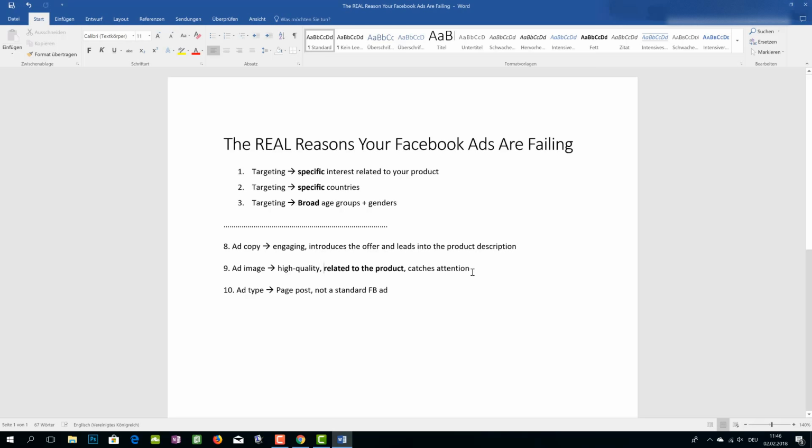The role of the image in the ad is to catch people's attention, draw it in, and make them not just skip over your ad when they're scrolling through their feed. But again, high quality is a prerequisite. This is the role of it, but none of it matters unless it is related to your product.